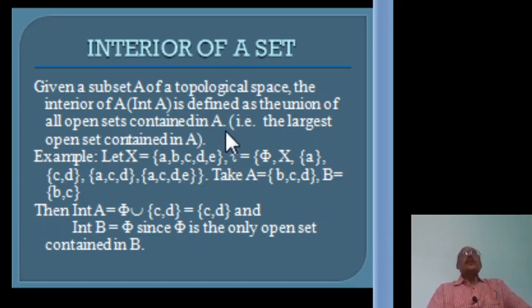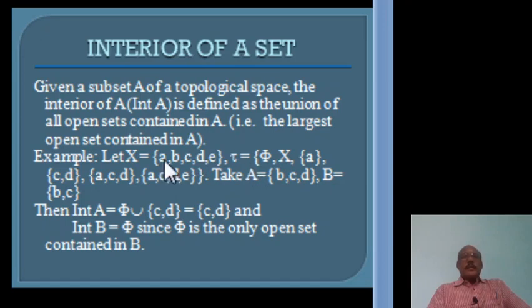Since it is the union of certain open sets, it is also an open set. Since the considered open sets are contained in A, the union is also contained in A. So the interior of A is an open set contained in A. Since it is the union of open sets, it is the largest open set contained in A. So equivalently, interior of A is the largest open set contained in A.